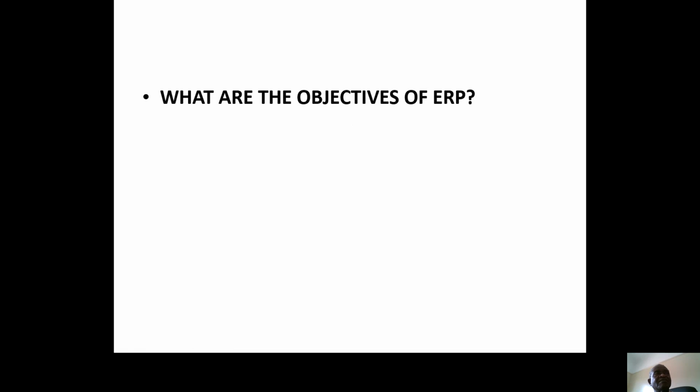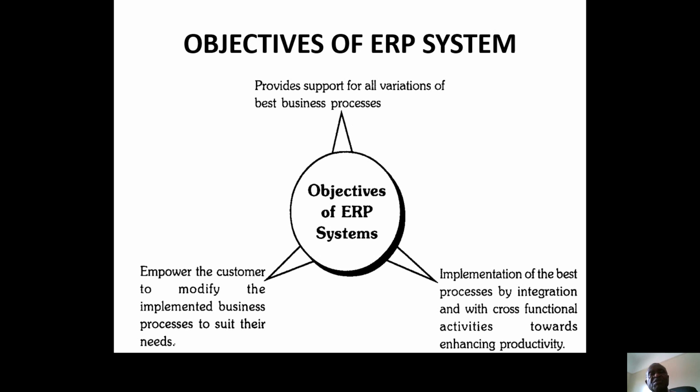Just write them down. I have some of them down there, so compare with what I have. Provide support for all variations of business processes. Empower the customer to modify and implement business processes. Different activities towards the enhancement of productivity and the enhancement of profits. So that's interesting. These are the objectives.